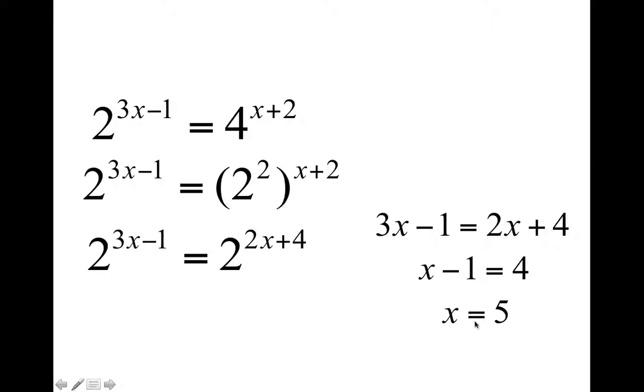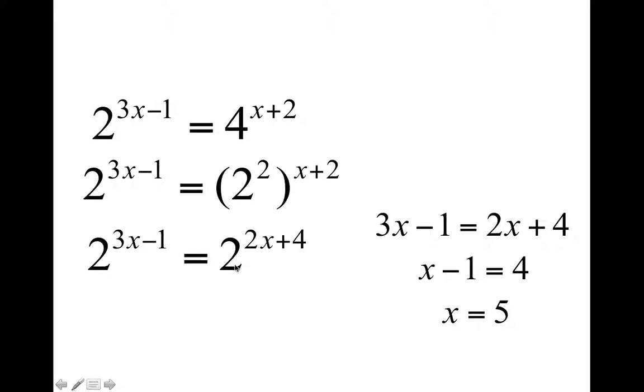Let's double check that that works. x equals 5. Put a 5 in here. Alright, 3 times 5, 15 minus 1 is 14. So this is like 2 to the 14th power. And here, put in a 5. 5 plus 2 is 7. So it's 4 to the 7th power. Interesting. Are those really equal? I don't know. Well, let's put it in here and check.